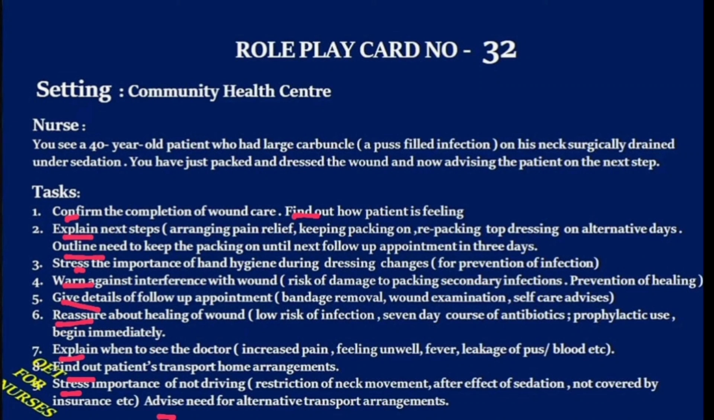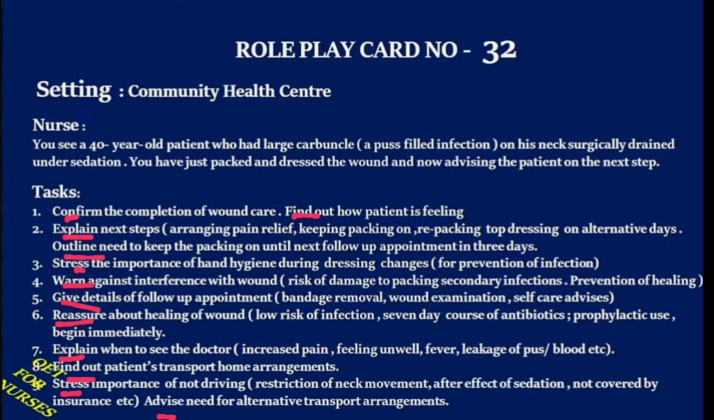Today I am going to discuss with you regarding a role play card. Okay, that is a speaking OET part. In this, the setting is a community health center and the background history is that you, the nurse, see a 40 years old patient who had a large carbuncle, that is a pus formation filled with infection, on his neck surgically drained under sedation. You have just packed and dressed the wound and are now advising the patient on the next step.